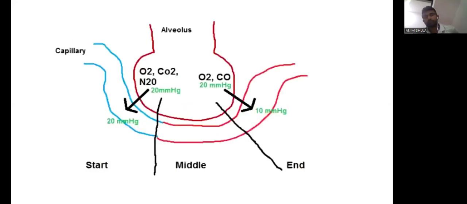If you take the cross section of the alveolus and your pulmonary capillary or pulmonary blood vessel, these blue ones are deoxygenated, these are oxygenated. If you take 20 millimeters of nitrous oxide and carbon dioxide, they have very good diffusion properties. So they quickly exchange across the alveolar capillary membrane at the one third of the distance of the capillary.